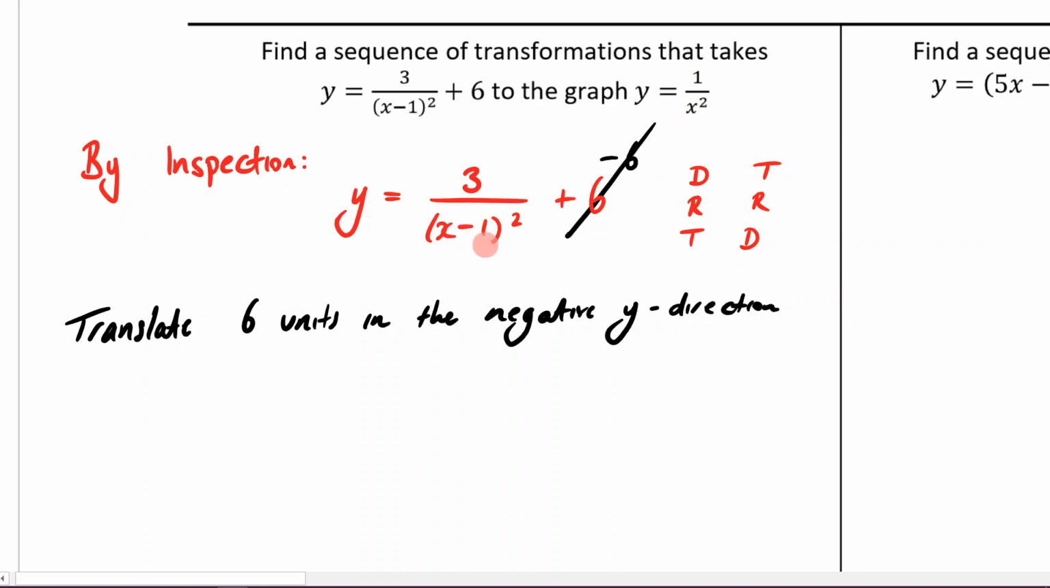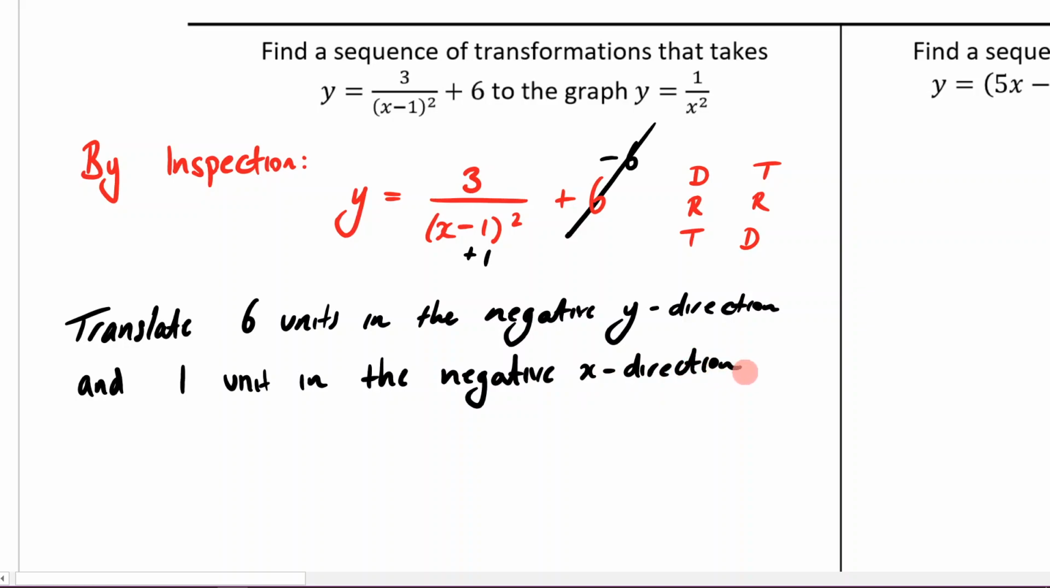I'm also going to have to do the same thing over here. So at the moment, what's happening here, this -1 is saying, hey, move the graph 1 unit to the right. Well, to undo that, I'm going to have to move it 1 unit to the left. So I'm going to have to +1 here. So, and 1 unit in the negative x direction. And by doing that, I'm getting rid of that. And again, I'm one step closer to making my graph look like this.